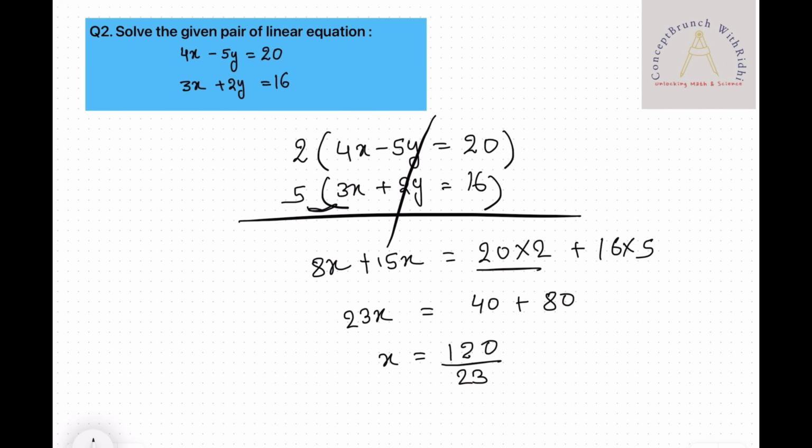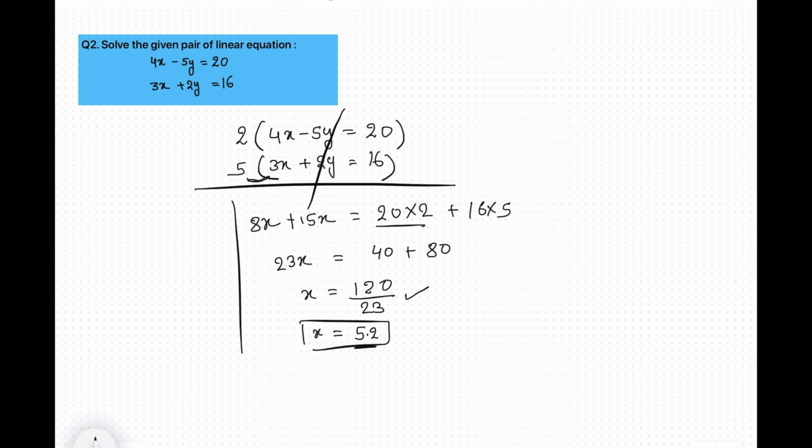So we can divide it. So the answer is 5.2. I'm taking just one decimal place. Now from here, just find out the value of y.